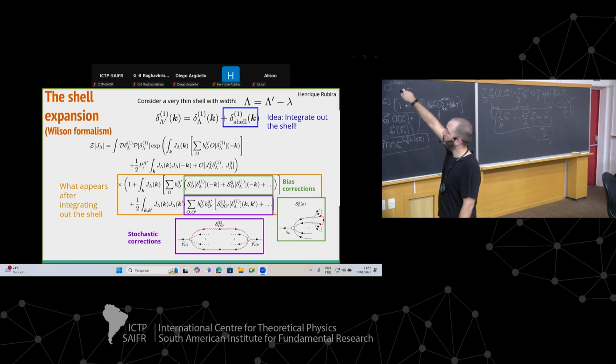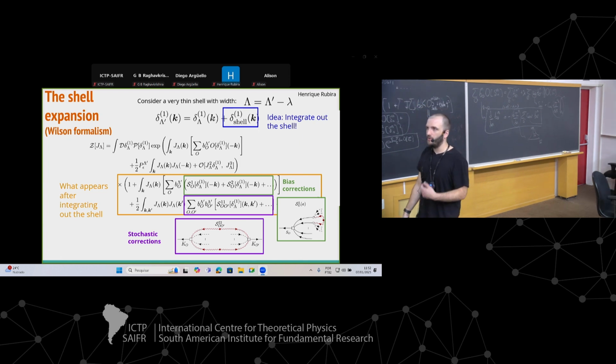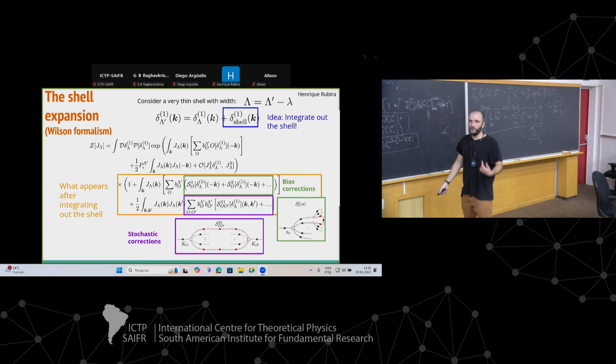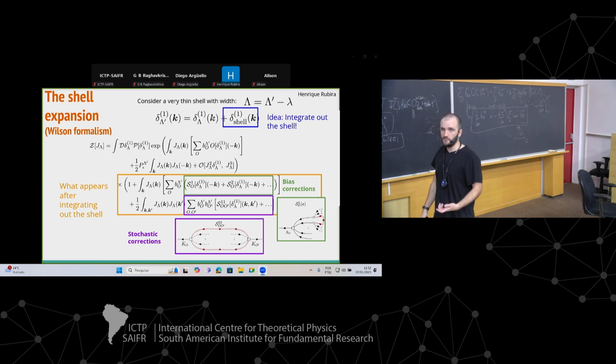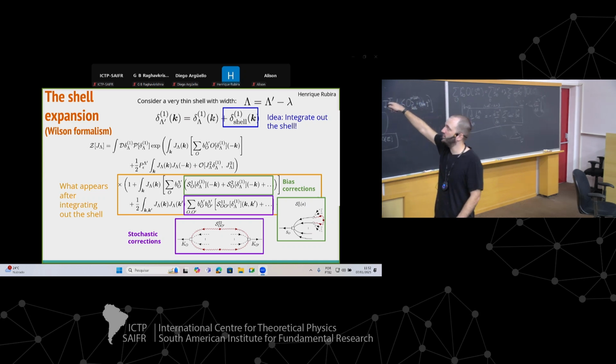So J square terms are going to source stochasticity for the power spectrum. J cubic terms are going to appear as well when you do this expansion, and they're going to source stochasticity for the bispectrum. And this way, you can basically calculate corrections to stochasticity as well.